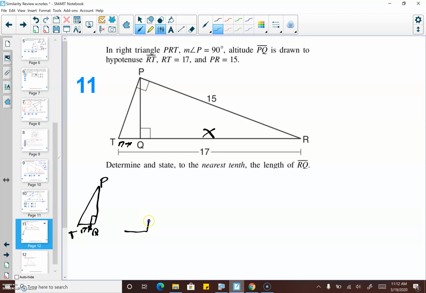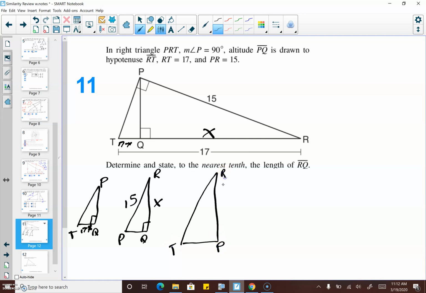So if I take my medium triangle, that would be P, Q, R. I have an X and a 15. And then in my big triangle, if I redrew that, I would have a T, a P, and an R. And I have a 17 and a 15.